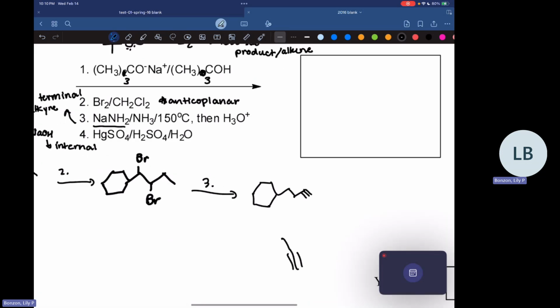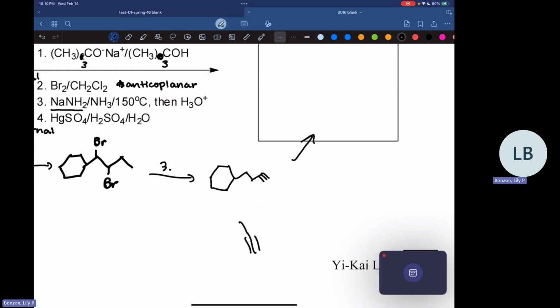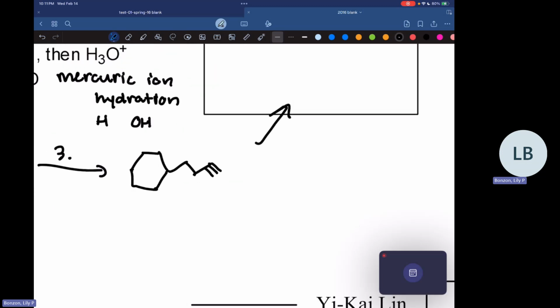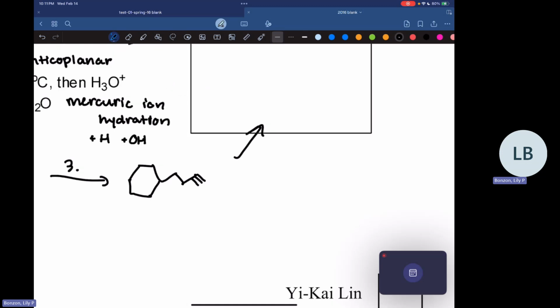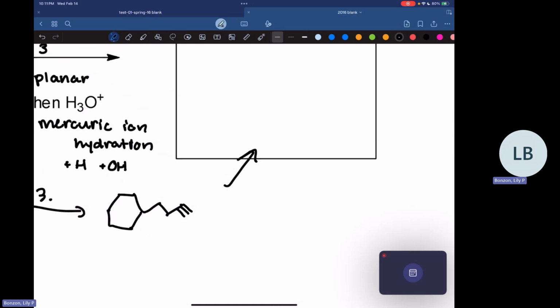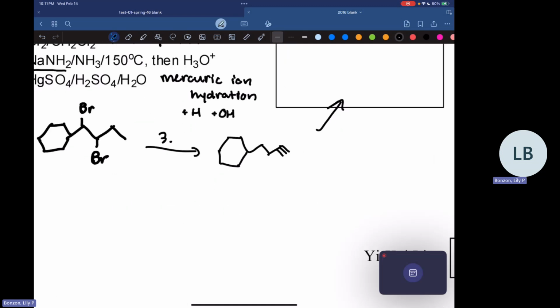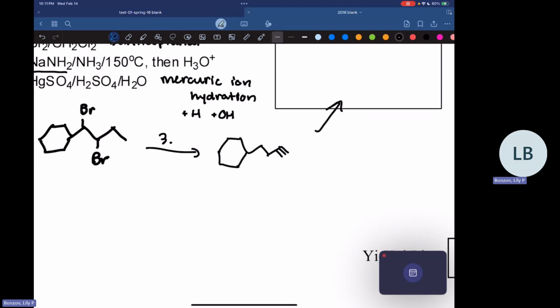Okay, so then our final reaction, step 4, we've got HgSO4, H2SO4, and H2O. And so this is mercuric ion catalyzed hydration. It's going to add an H and an OH to that triple bond. Now, the shortcut for this reaction is it's eventually going to form a ketone, but we will get to that in just a second. I kind of want to show the mechanism first to show how it does that.